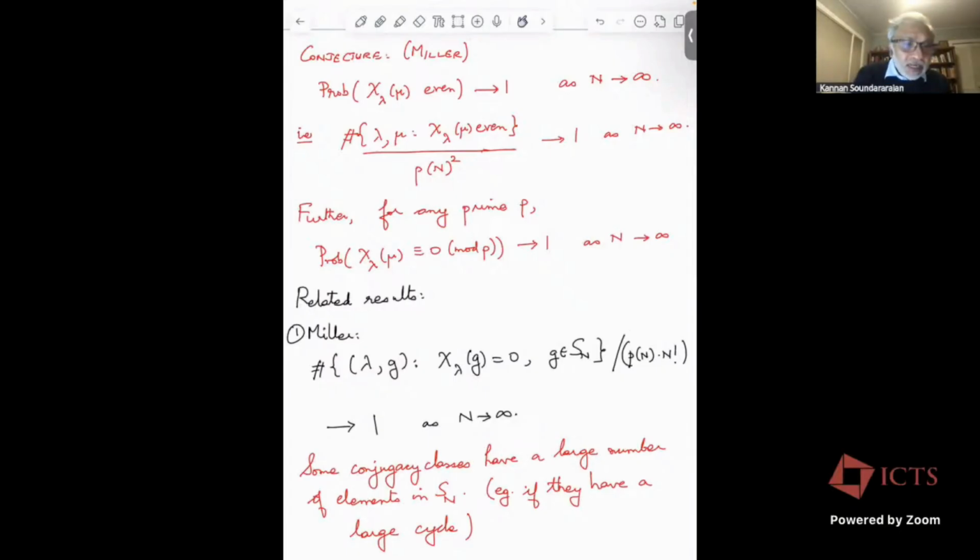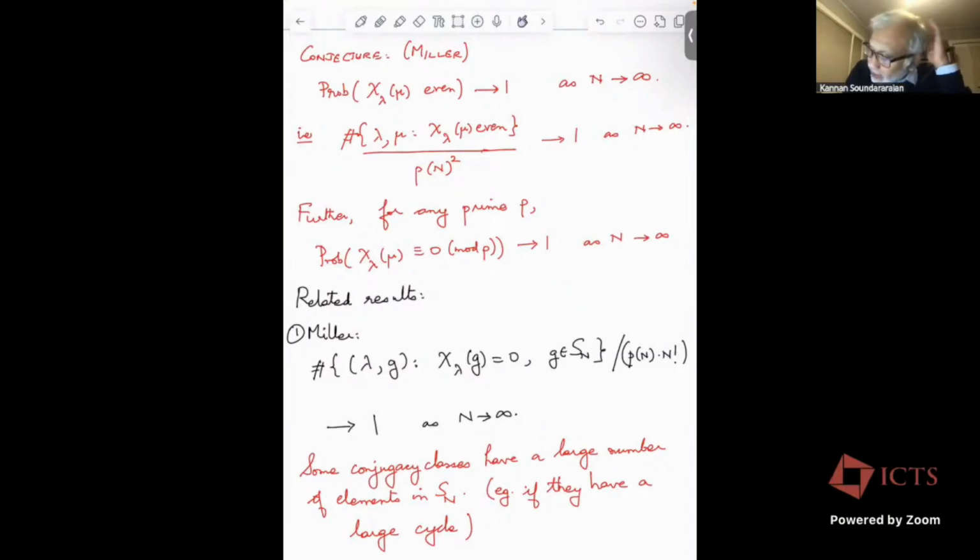So he proved an interesting result himself, that if you take an irreducible representation at random, lambda is chosen at random, and now you choose an element of the group at random. So instead of taking p of n conjugacy classes, the character value at an element is the same as the value for every element in its conjugacy class. But if you sample all the elements of the symmetric group rather than just the conjugacy classes, he could prove that those values tend to be 0 quite often.